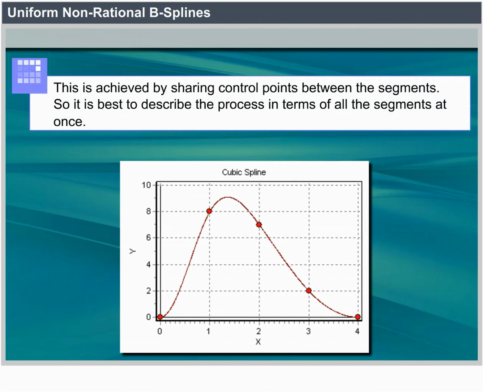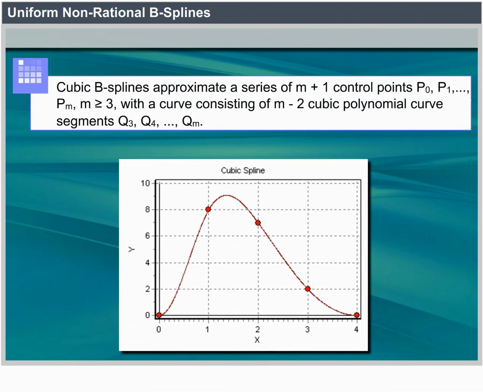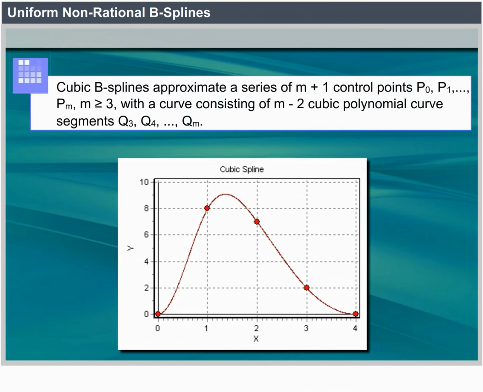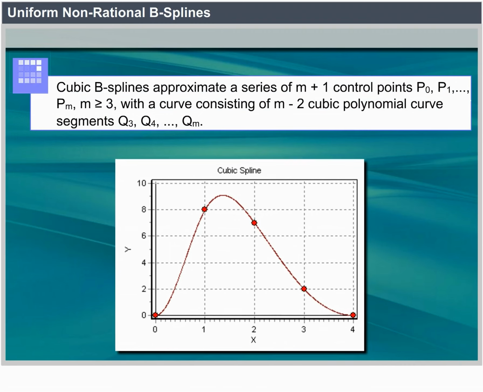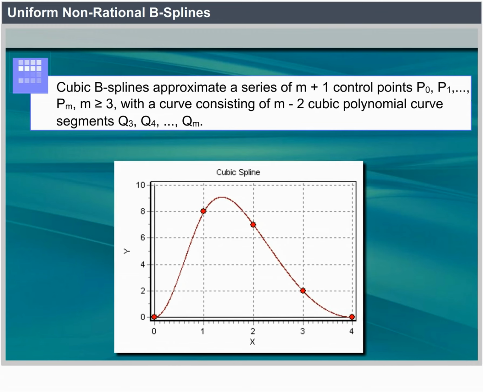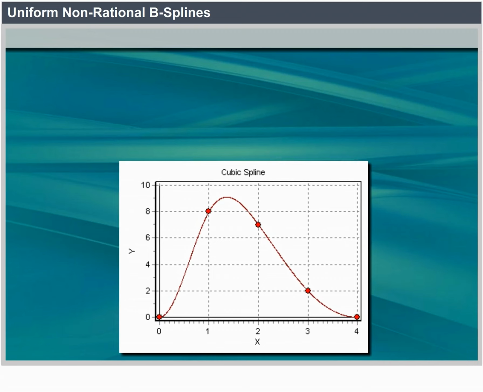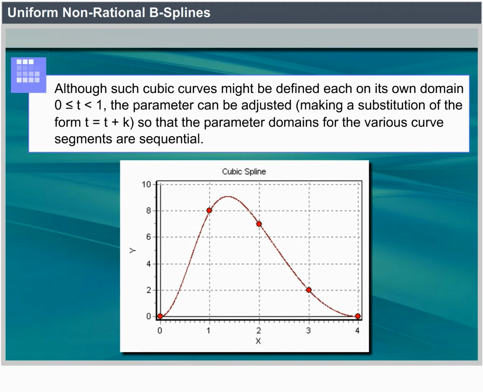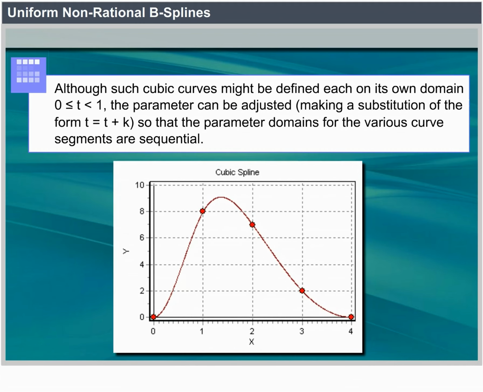Cubic B-splines approximate a series of m+1 control points, P0 going up to Pm, m being greater than or equal to 3, with a curve consisting of m-2 cubic polynomial curve segments Q3, Q4, up to Qm. Although such cubic curves might be defined each on its own domain, with 0 less than or equal to t less than 1, we can adjust the parameter, making a substitution of the form t equals t plus k, so that the parameter domains for the various curve segments are sequential.